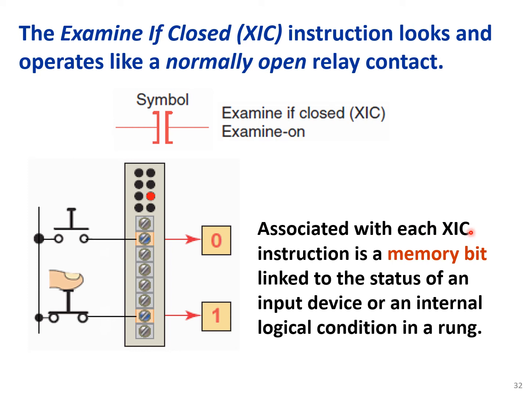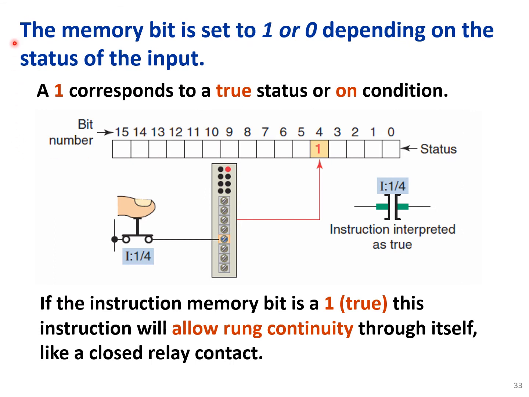Associated with each XIC instruction is a memory bit linked to the status of an input device or an internal logical condition in a rung. So, for example, this switch has its own contact. That contact has the bit address of this input, and the second one also has its own contact, and we need to associate the bit address of this input to that contact. The memory bit is set to 1 or 0 depending on the status of the input. A 1 corresponds to a true status or on condition.